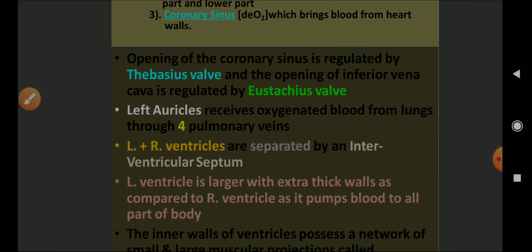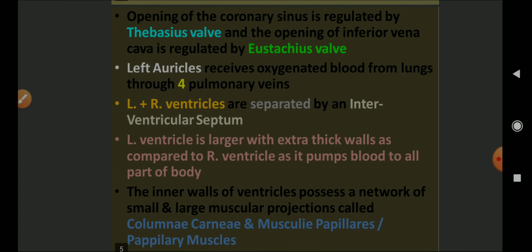The left auricle receives oxygenated blood from the lungs through 4 pulmonary veins, which are oxygenated veins. The left and right ventricles are separated by the interventricular septum. The left ventricle is larger with extra thick walls compared to the right one, because it has to pump the blood to the rest of the body.